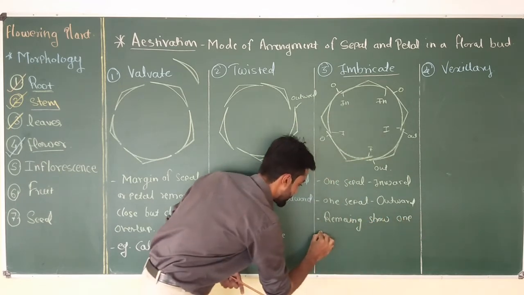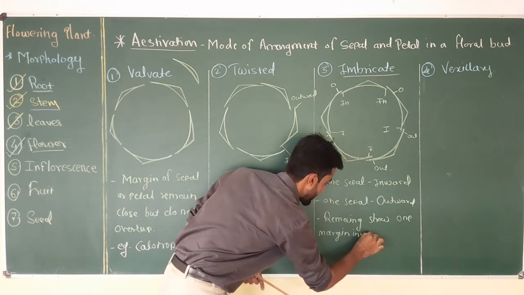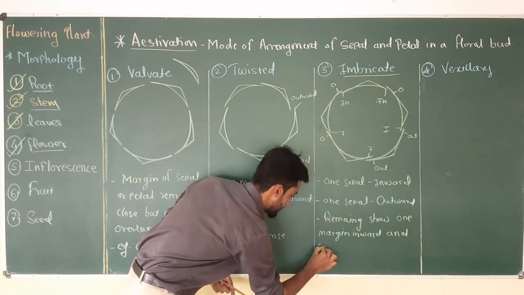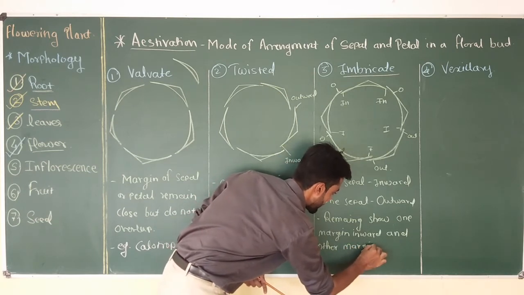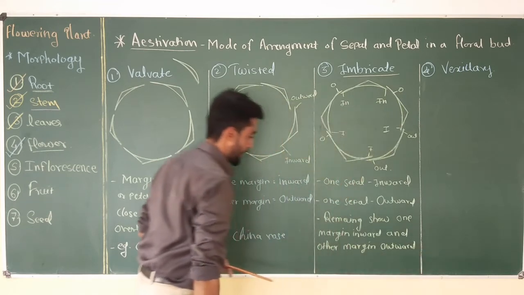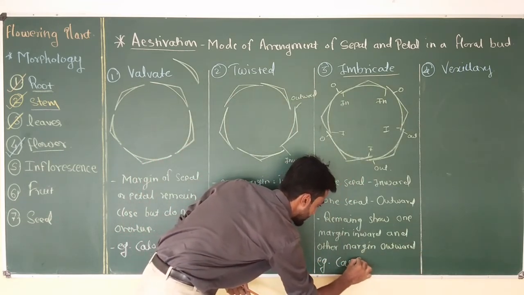one margin inward and other margin outward. Okay, and an example of this type of aestivation is Cassia.